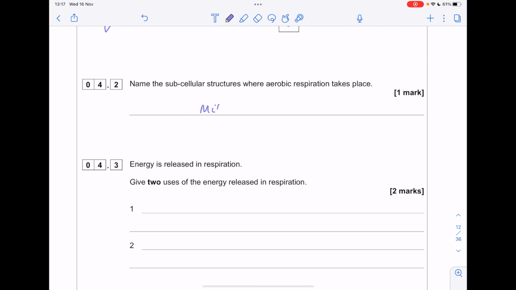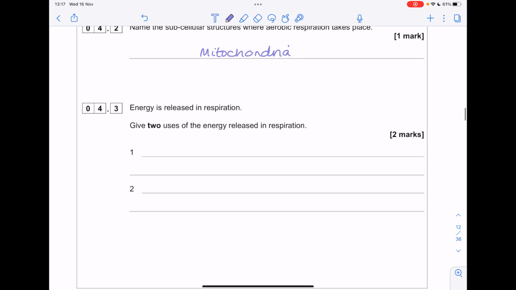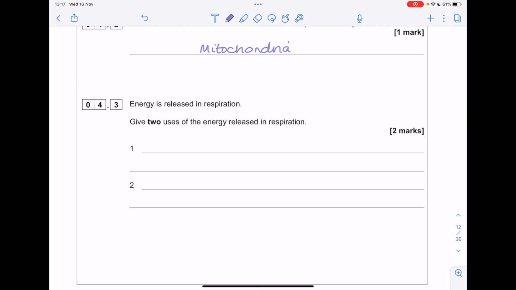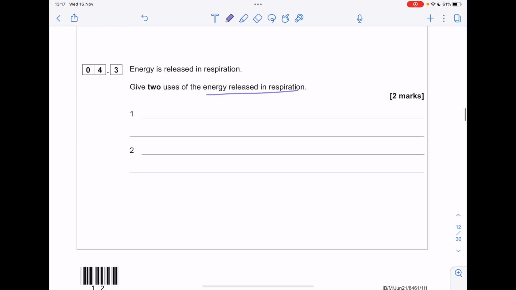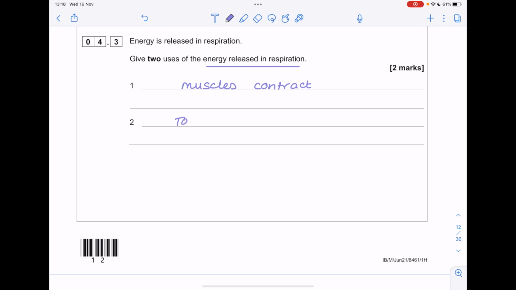Remember that takes place in the mitochondria. Energy is released in respiration. Give 2 uses of the energy released in respiration. Well, that energy allows our muscles to contract. It also enables us to build large molecules from small molecules.